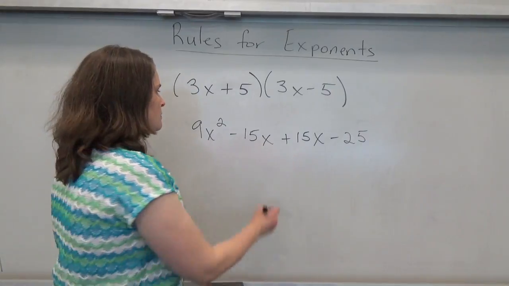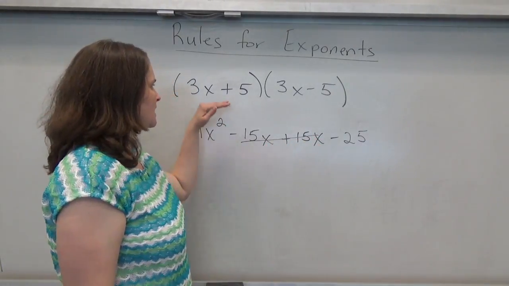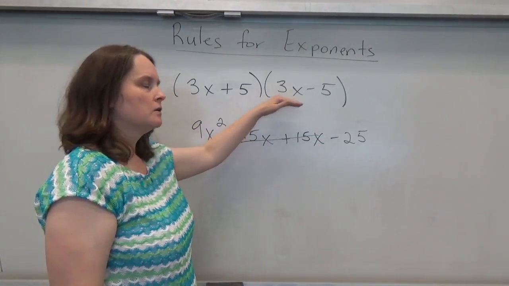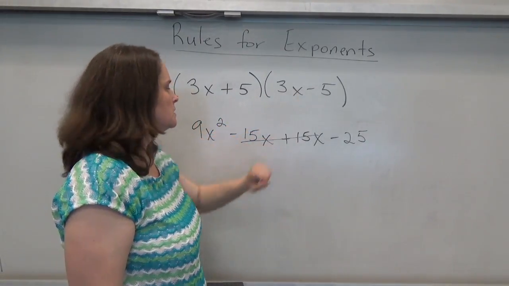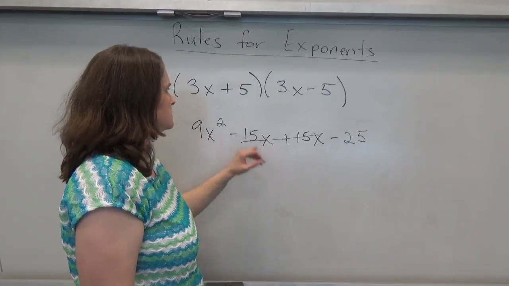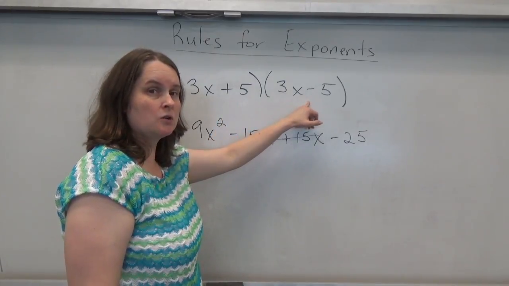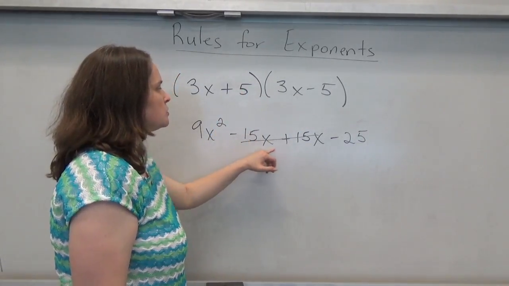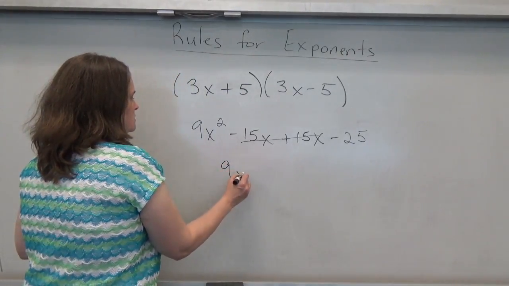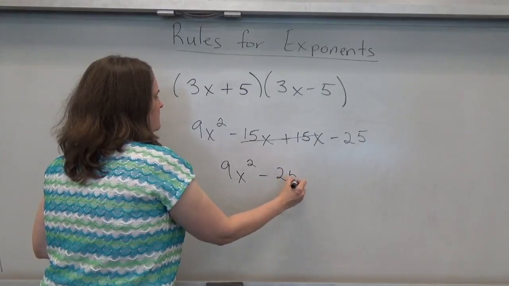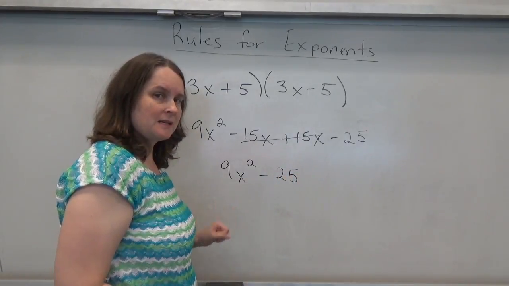When we go to combine like terms, we see that these 2 middle terms are canceling each other out. They're giving us 0. Anytime that you multiply conjugates together, everything is identical except for the middle signs. Everything is identical except for the signs, so the middle terms will always cancel each other out. So we're left with 9x squared minus 25. That's as far as we're going to take our answer.